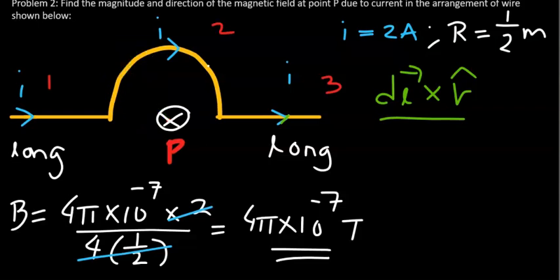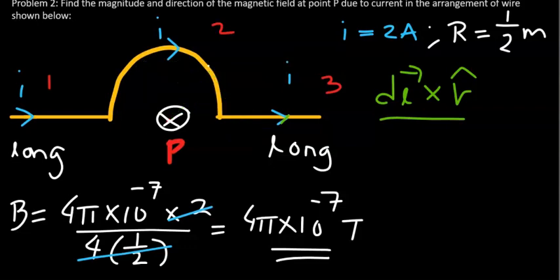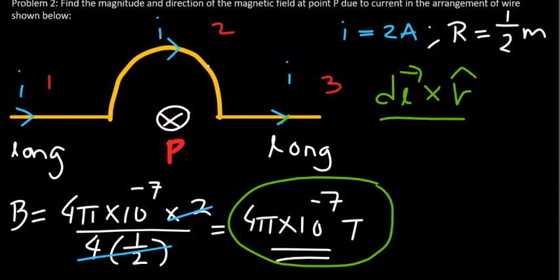So it doesn't matter where you place the current element or which current element you choose along this segment 2, the result of the cross product between the length element vector dl and unit vector r hat will always result in a vector that points into the plane at point P. So to conclude, the magnetic field at point P has a magnitude of 4 pi times 10 to the power minus 7 Tesla in the direction into the plane.